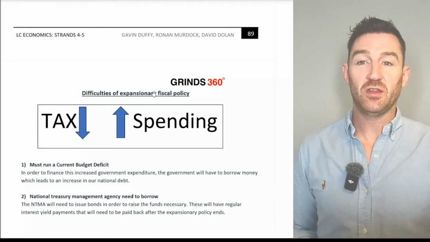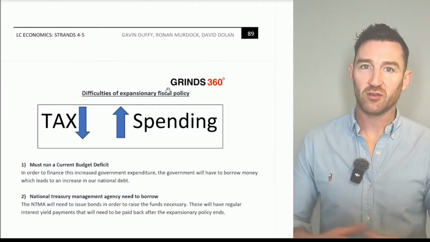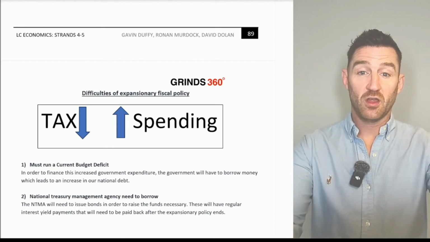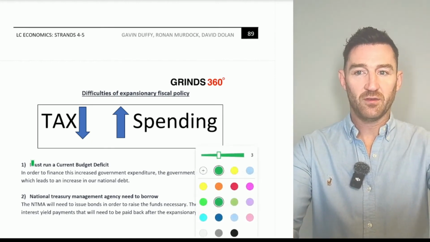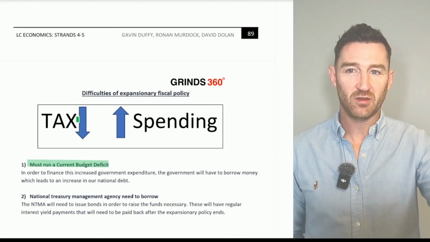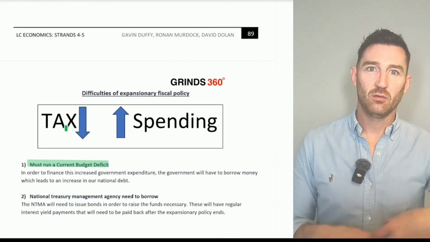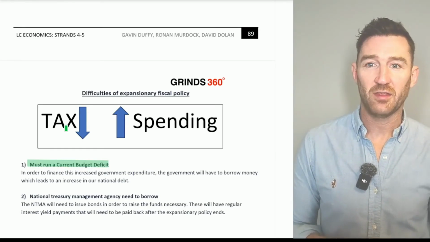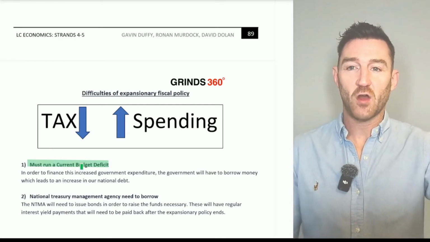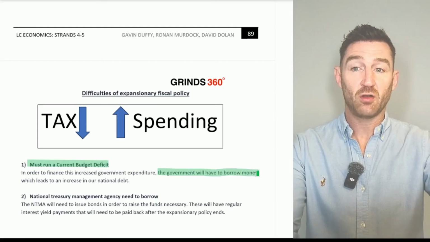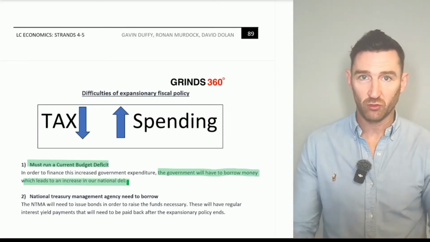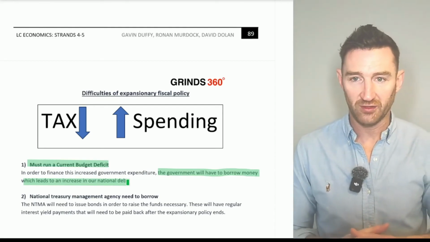But there are some difficulties with trying to have an expansionary fiscal policy. Remember, that's about trying to make the economy bigger. First of all, like we just said, you have to run a budget deficit. So you are increasing spending and reducing the money you're getting. You're overspending essentially. That means you have to borrow money. So in order to finance increased expenditure, the government will have to borrow money, which leads to an increase in our national debt. You would always associate a budget deficit with an increase in national debt.